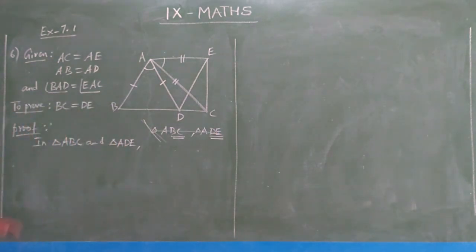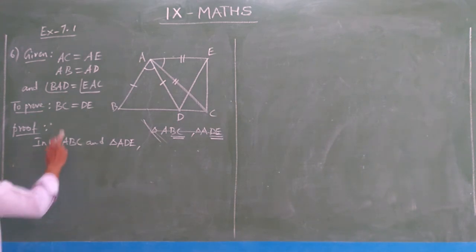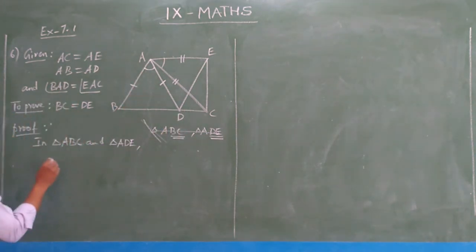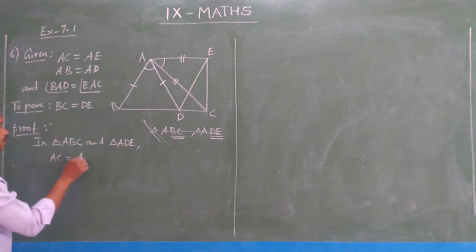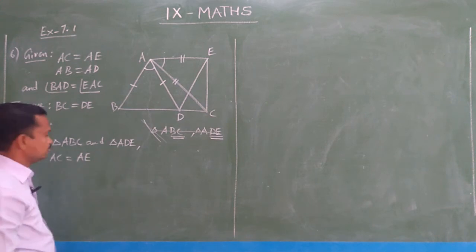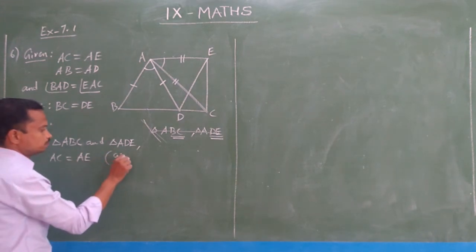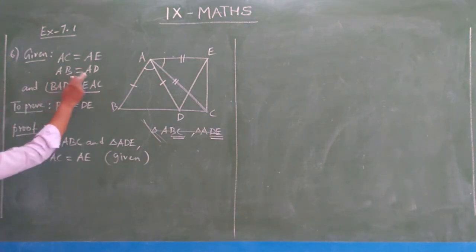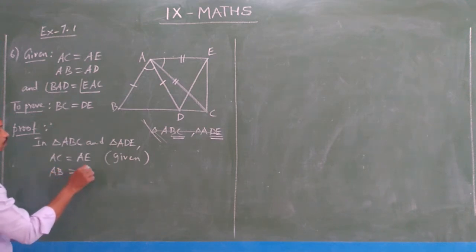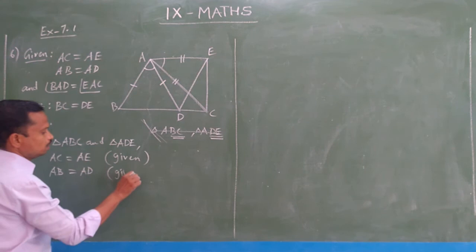Now in these two triangles, what are the things we can collect? You see, AC equal to AE. AC is one of the sides, and AC is equal to AE. You see the name AE is there. So AC, AE, a corresponding pair of sides. So this is given. And then AB is here and AD is here. So we can write AB is equal to AD, that is also given.